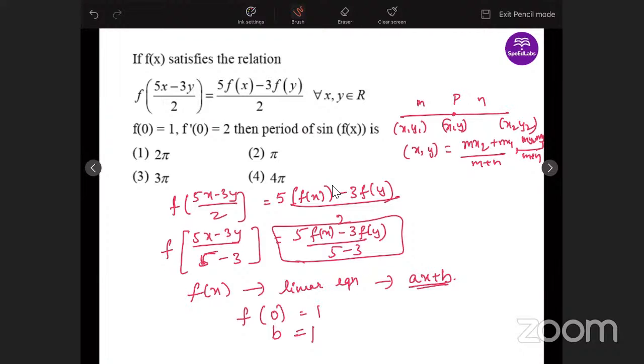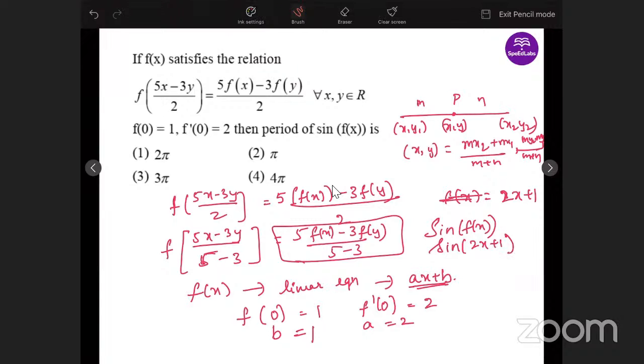And what is f dash of 0? 2. So a equals 2. So what is the line equation now? f of x क्या है? 2x plus 1. Sorry, this is our linear equation. So what is sine of f of x now? Sine of 2x plus 1.